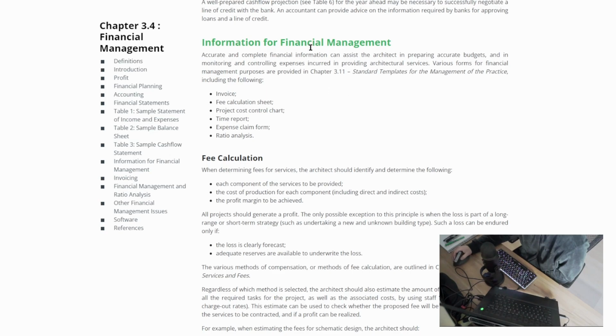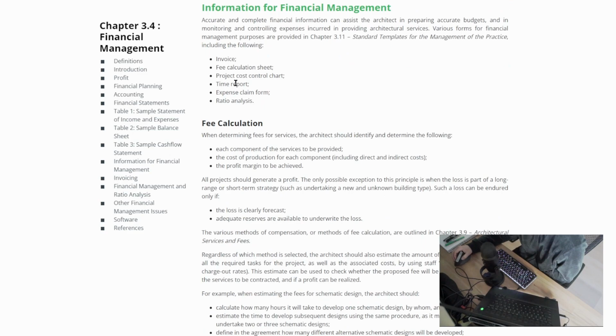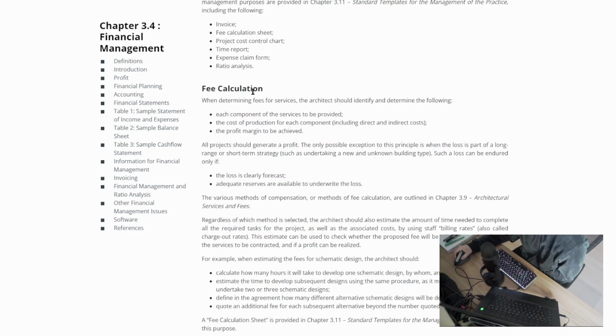Information for financial management. Accurate and complete financial information can assist the architect in preparing accurate budgets and in monitoring and controlling expenses incurred in providing architectural services. Various forms for financial management purposes are provided in Chapter 3.1 Standard Templates for the Management of Practice, including the following: invoice, fee calculation sheet, project cost control chart, time report, expense claim form, ratio analysis.